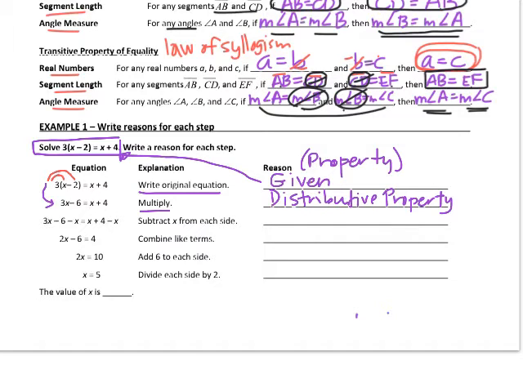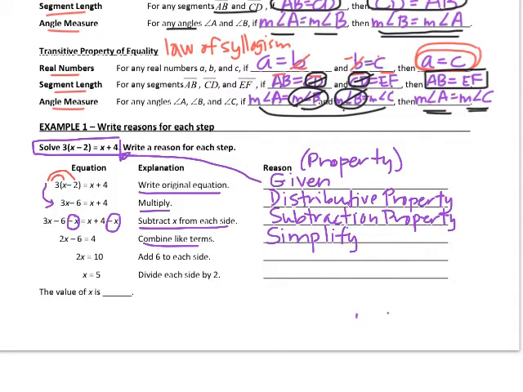Alright, next step says subtract x from each side. Well, if we do the same thing to both sides, where we're subtracting this x and we're subtracting this x, then that's the subtraction property, because we just went over that if you subtract the same thing from both sides, that is the subtraction property of algebra. Okay, now it's saying we're combining like terms. There's not really a property for that, but another word for combine is simplify. Okay, so we're going to simplify the equation.